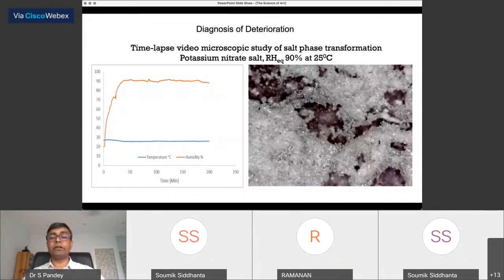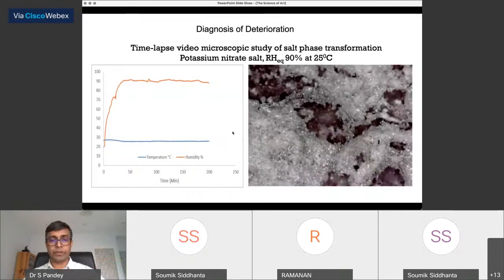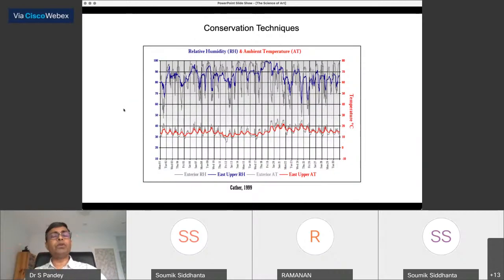So this is something about diagnosis of deterioration, trying to understand how deterioration happens. In terms of conservation techniques, we use a number of techniques. Now, this is a typical graph that shows how we monitor climatic conditions in historic buildings and in museums. It is internationally recommended that the humidity in the museum should be around 45 to 55%, and the temperature between, say, 22 to 25 degrees Celsius. This is a very narrow range.